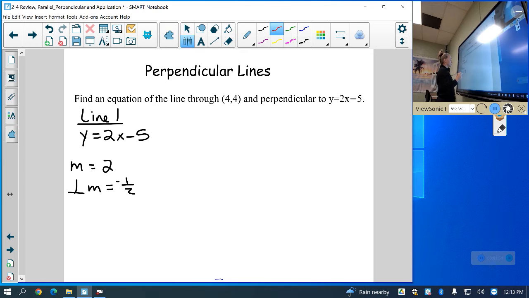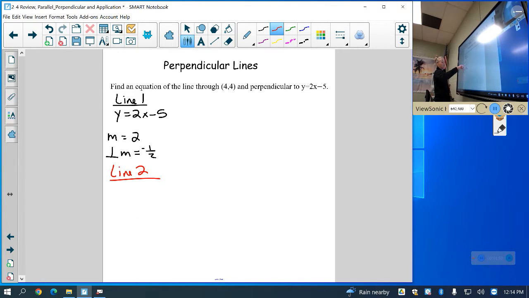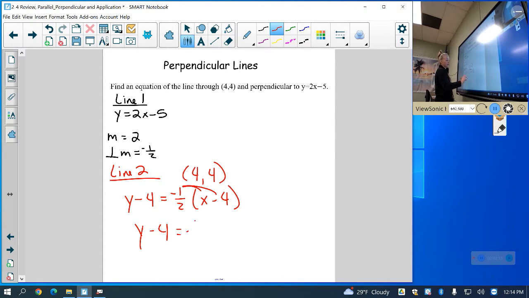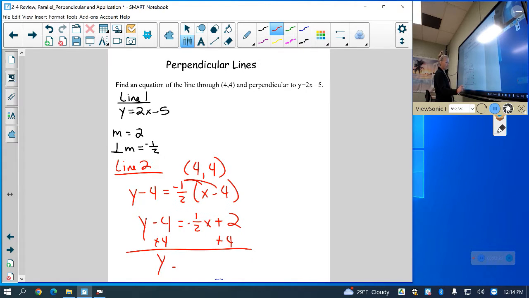So when we do line 2, we have to remember that our slope is now going to be negative 1/2, and our point is still 4, 4. So I have y minus 4 equals negative 1/2 times x minus 4. Distribute your negative 1/2, so I have y minus 4 equals negative 1/2 x plus 2, half of 4, and a negative times a negative. Now I'm going to go ahead and add 4 to both sides. So I have y equals negative 1/2 x plus 6.